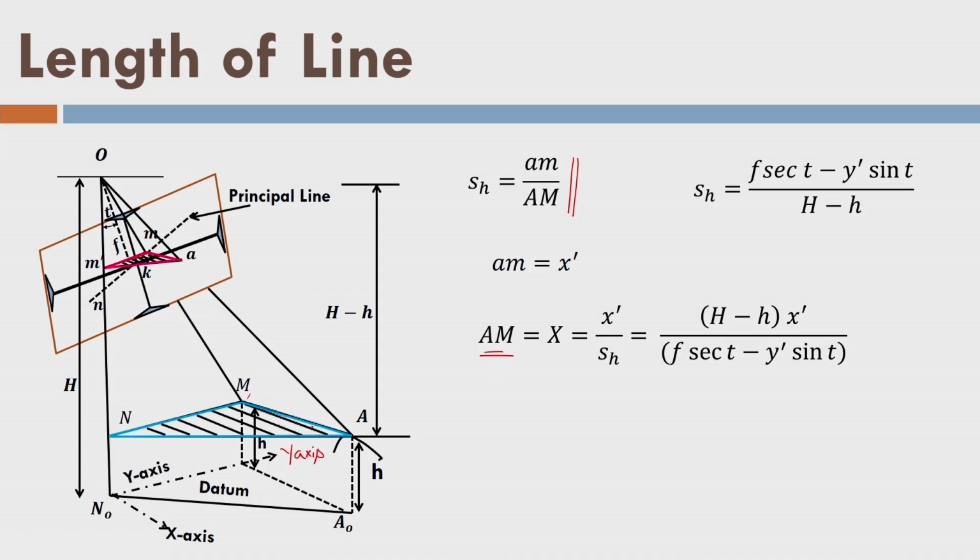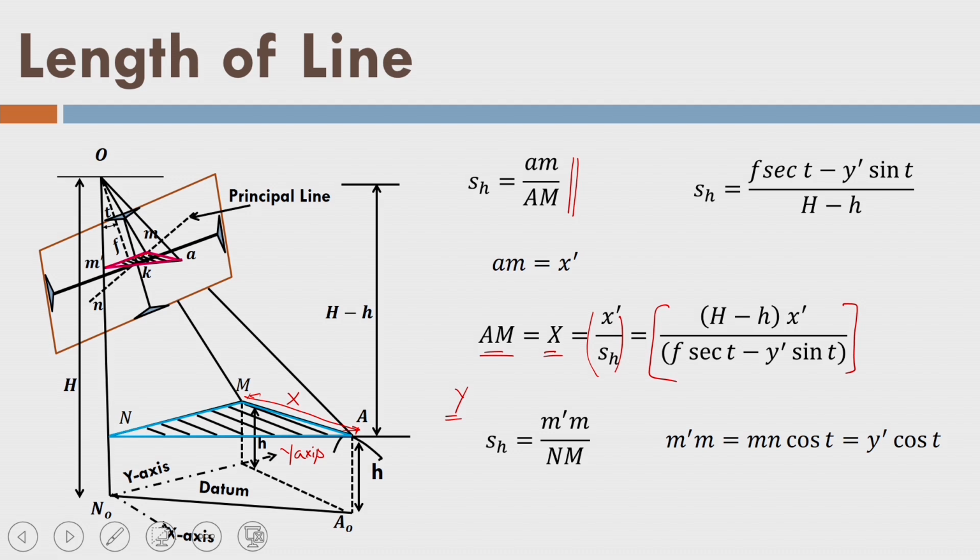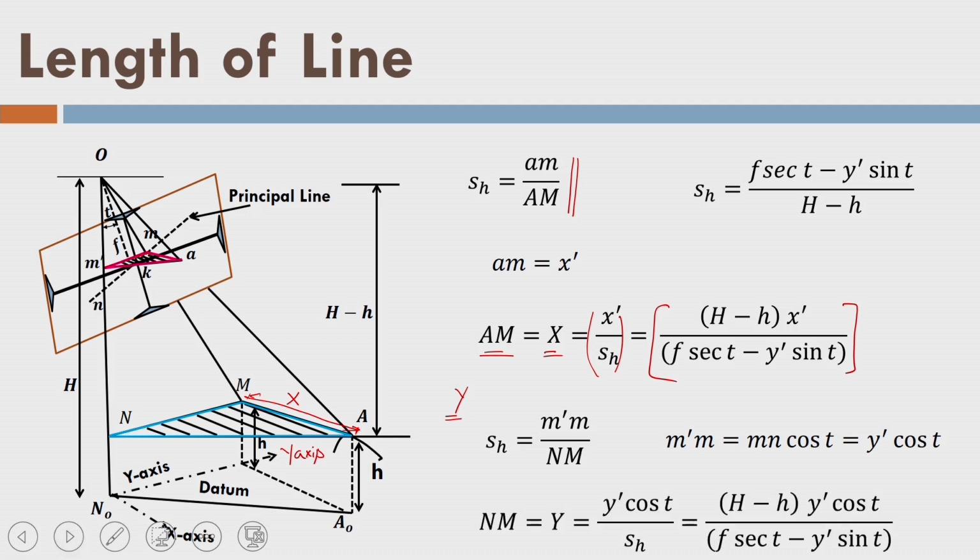So, AM is this point to this point, this measurement capital X, I am writing it here and that is x dash divided by SH and given by this. You can refer to the previous slide for the final expression. Okay. What is the y distance? But this time I am using M dash M which is measured parallel to the principal line, right. So, I can write M dash M is equal to this and NM is the y distance which is here and that is this distance.